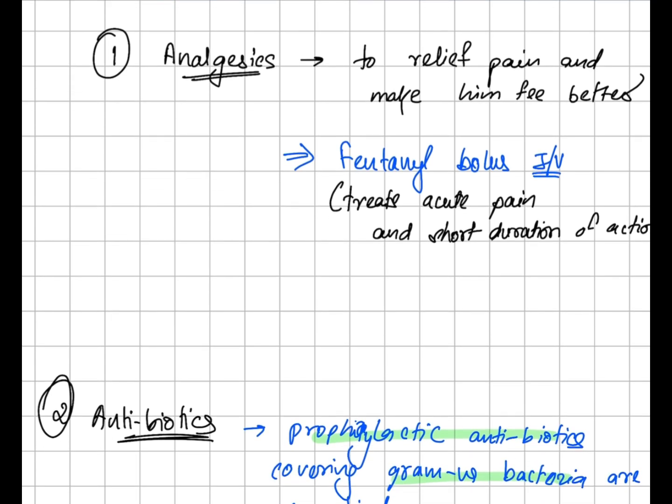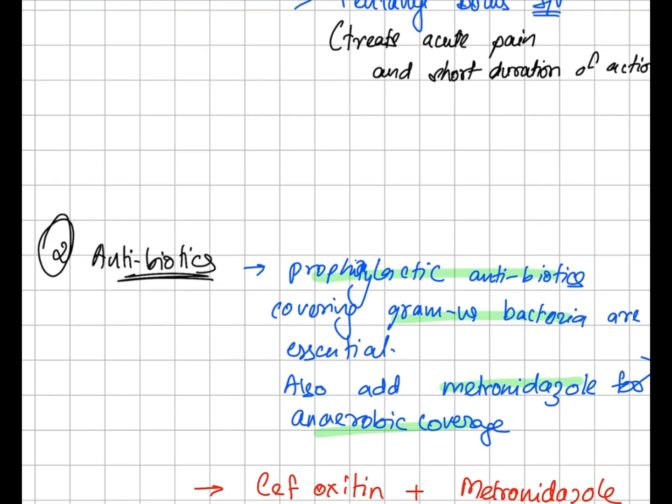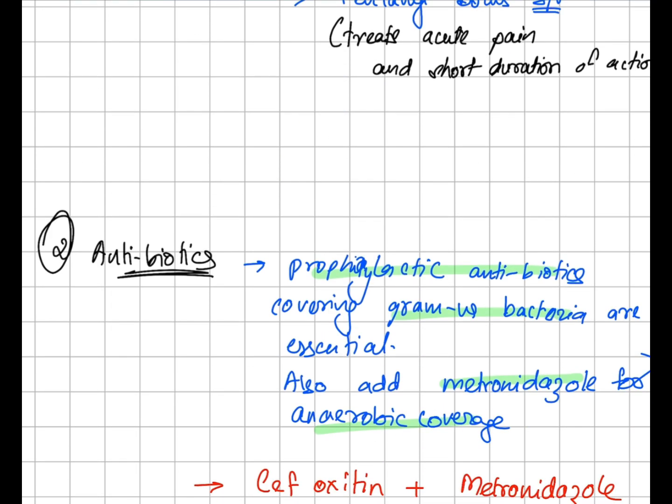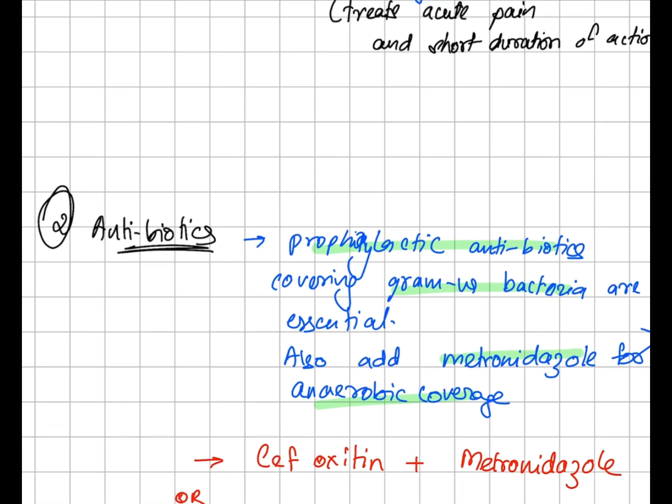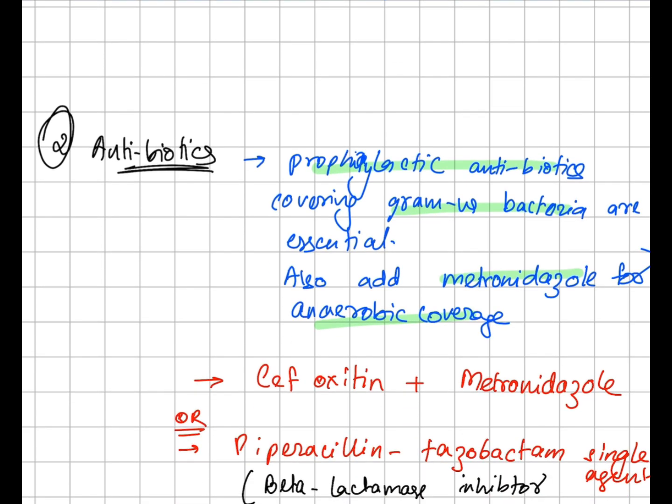So, analgesics. Antibiotics are given. Prophylactic antibiotics covering gram-negative bacteria are essential. Also metronidazole for anaerobic coverage. Antibiotics, because bacteria in the colon may be there.